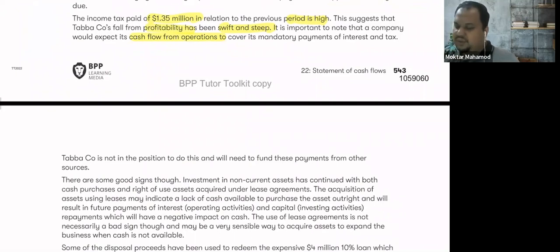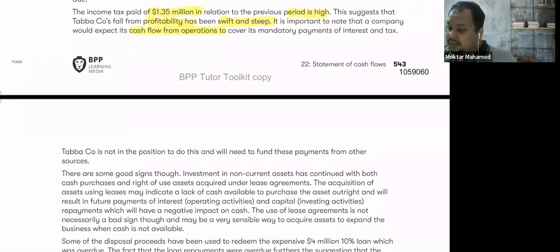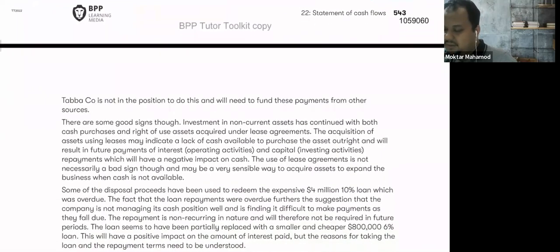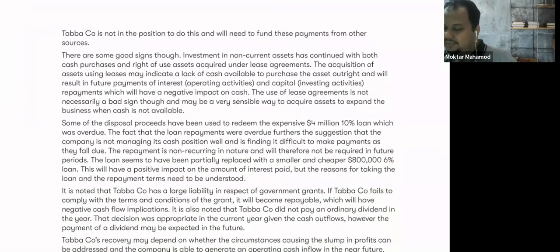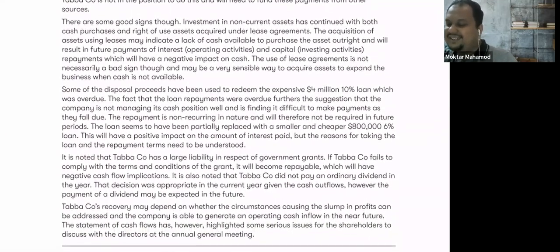So the payment for cash is not enough to meet the interest and tax payment. Yeah. For me, this sentence is like there has been good signs though. I don't need you as a student to use that one. Use the direct one only.